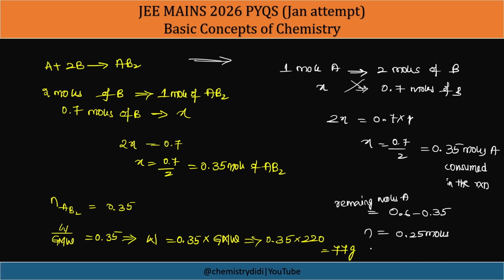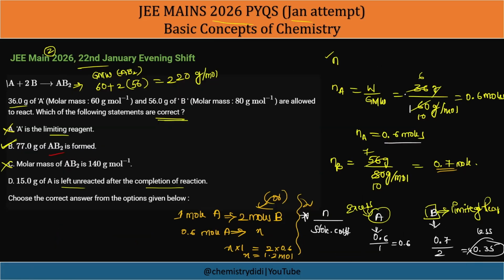This is the number of moles. You can find how much mass is left by multiplying this with the gram molecular weight, meaning the molar mass of A. The molar mass of A is 60, so you multiply by 60 and we'll get 15 grams. That's what they mentioned in statement D. Yes, 15 grams. That's why option D is also correct. So which of the following options are correct? B and D are correct.